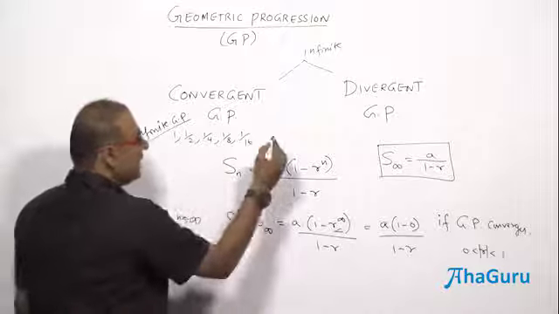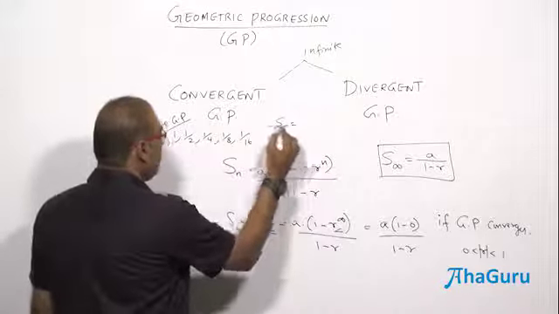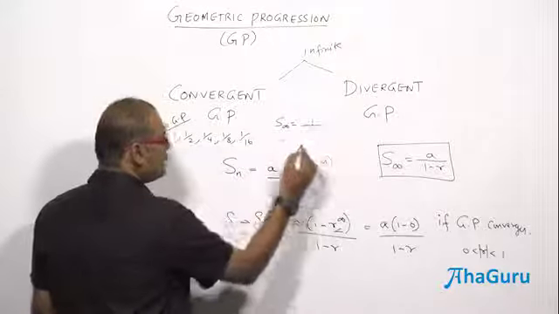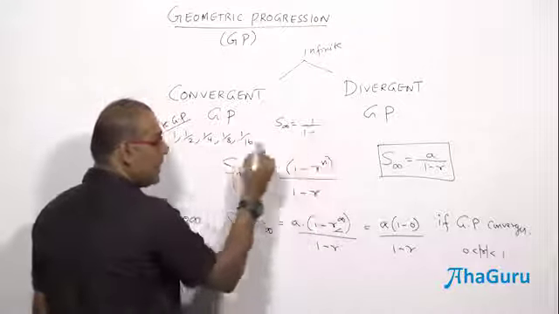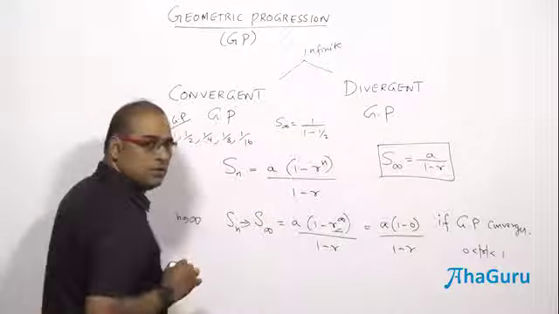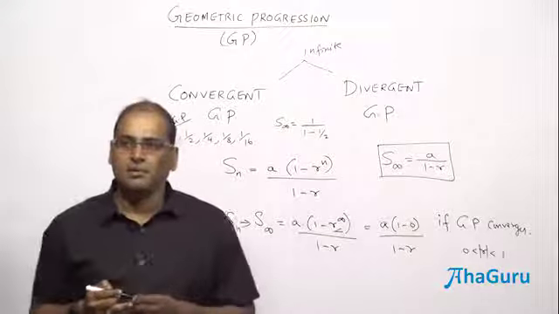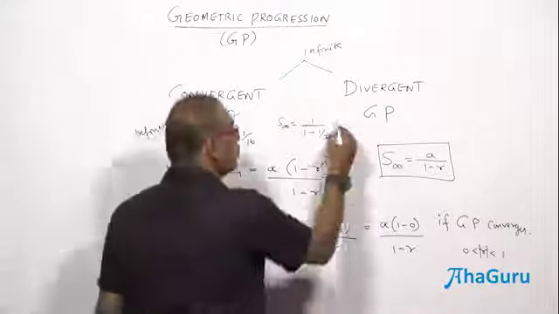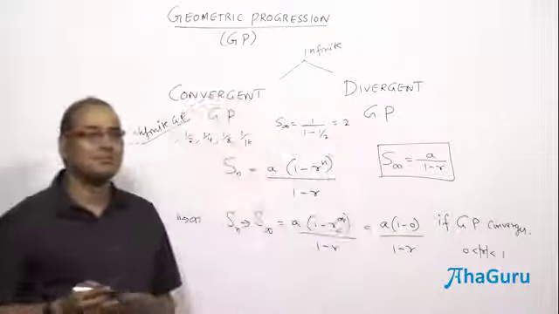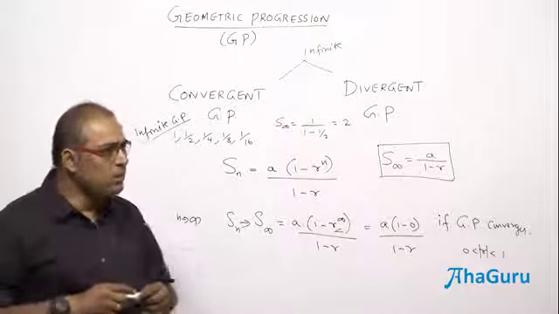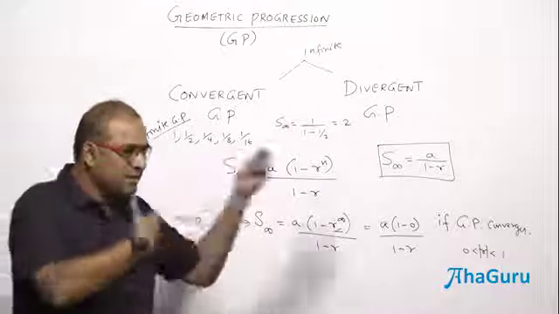What is my A? A is 1, right? I am going to use the formula. 1 minus, what is r? Half. So what is 1 by 1 minus half? 1 by half. What do you get? 2. This is what we got. Either you apply the formula or you add and then multiply and do.